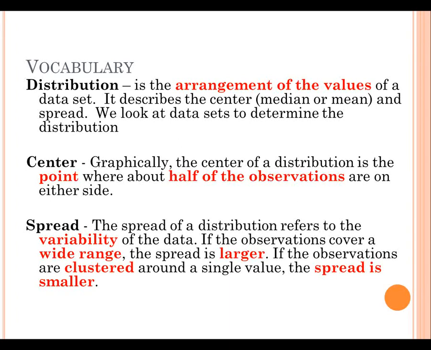Good. Spread. The spread of a distribution refers to the variability of the data. If the observations cover a wide range, the spread is larger. If the observations are clustered around a single value, the spread is smaller. For example, if we were taking data on grade level at this whole school, would there be a whole lot of variability? Would it vary much? And I'm saying V-A-R-Y, as in it's different. How much would it vary? 6th, 7th, and 8th grade.